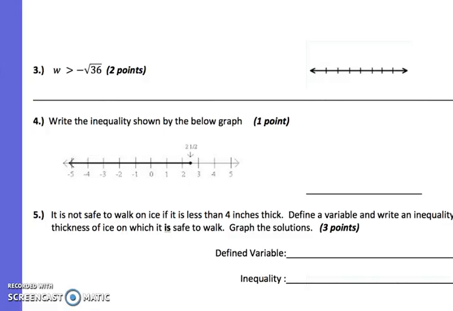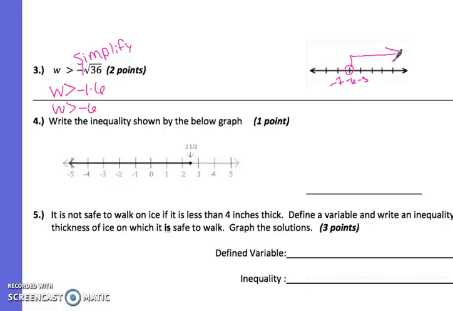Number 3, you first have to simplify. This is the same thing as negative 1 times the square root of 36. So it's w is greater than negative 1 times 6, so w is greater than negative 6. So make sure that your number line is correct. Negative 7, negative 6, negative 5, an open dot on negative 6 going to the right.